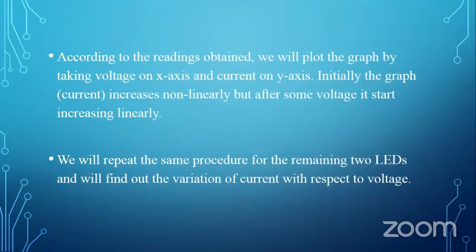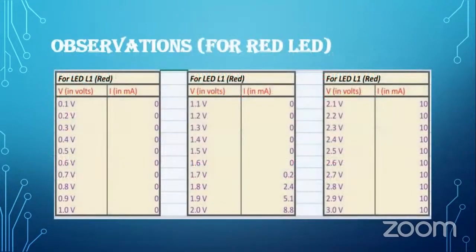Then, according to the readings obtained, we will plot the graph. Initially, the graph increases non-linearly, but after some voltage, it starts increasing linearly. We will repeat the same procedure for the remaining 2 LEDs. On performing this experiment, we get such type of observations.